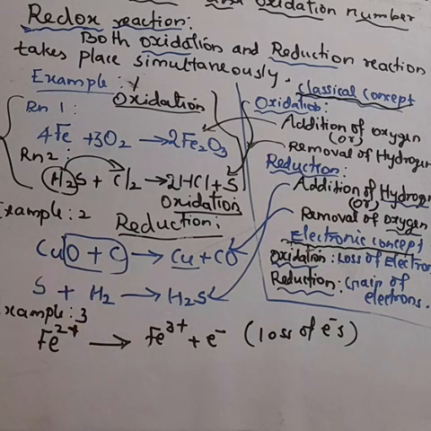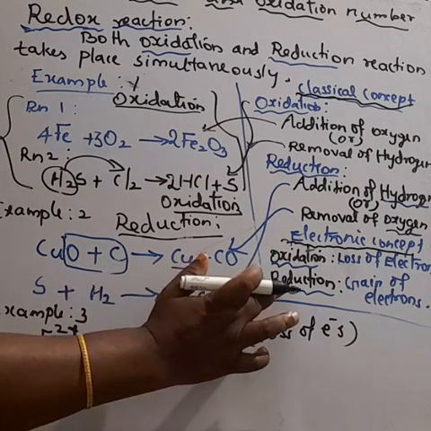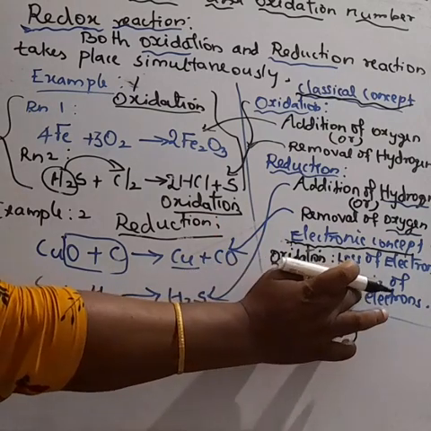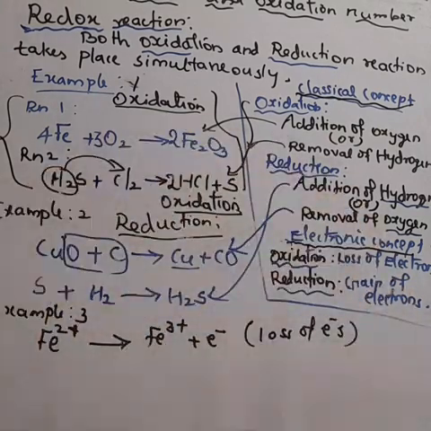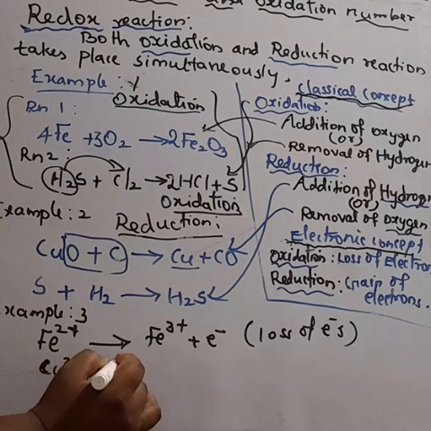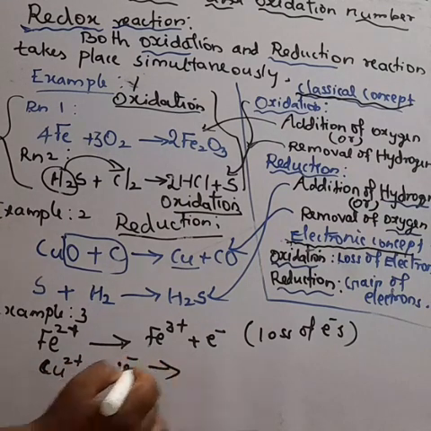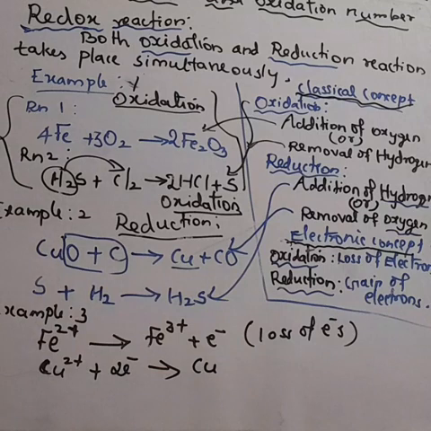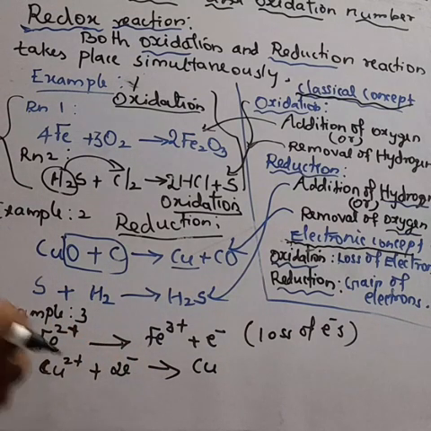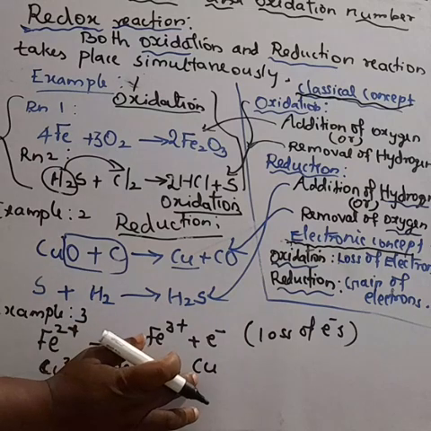And another definition, what do you mean by reduction according to the electronic concept? Reduction means gain of electrons. For example, Cu2+ gains 2 electrons to form copper. Okay, so Cu2+ accepts 2 electrons to form copper. So here, which type of reaction takes place?